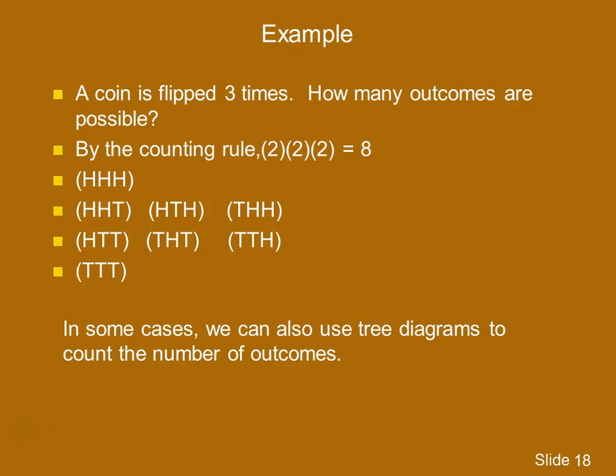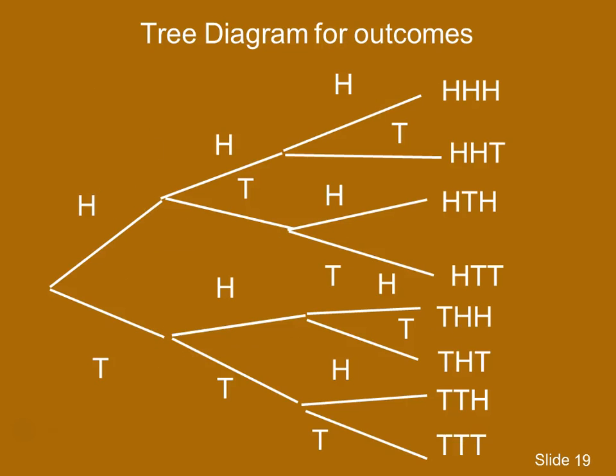Another device that sometimes helps you count outcomes in probability is a tree diagram. I start with the first flip. The first flip of the coin is either heads or tails. I have 2 branches to the tree. Given the first flip was heads, the second flip can either be heads or tails. Given the first flip was tails, the second flip can either be heads or tails. And finally, I get to the third flip. Given heads for the first 2 flips, the third one can be heads or tails, and so on. By the time you get to the end here, you're going to have 8 branches to the tree. And those are the 8 outcomes that we just looked at a minute ago.